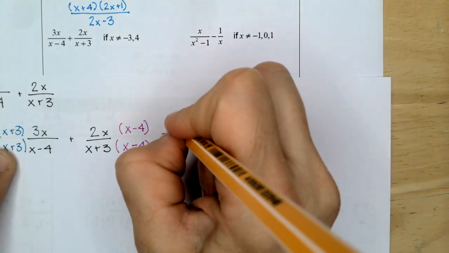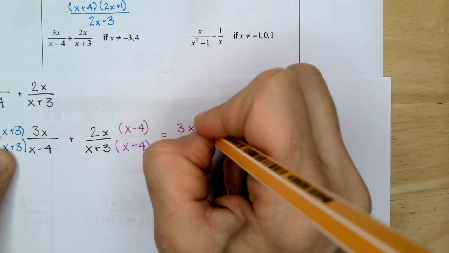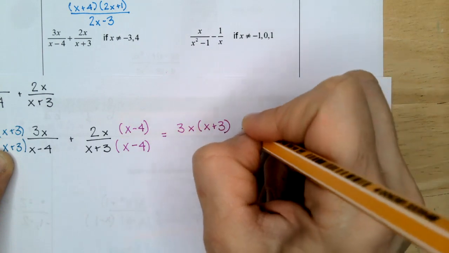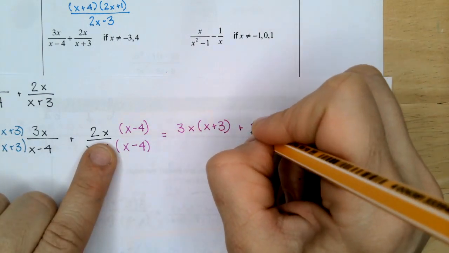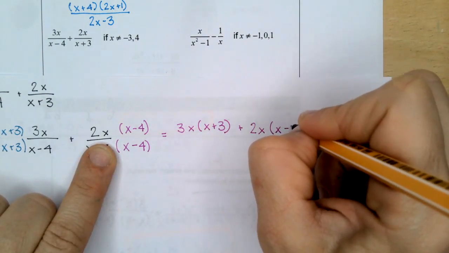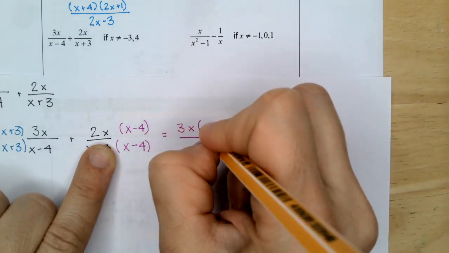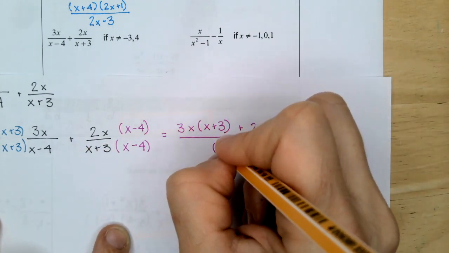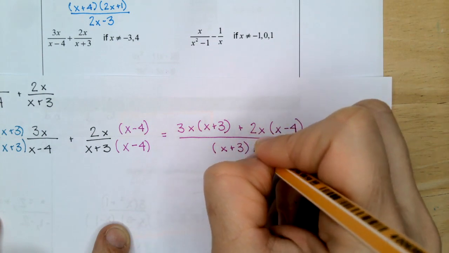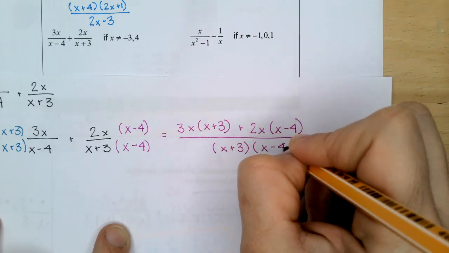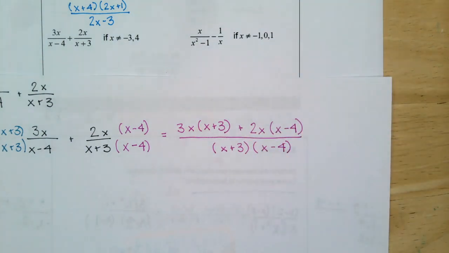Good. So now we have 3x times x minus 3 plus 2x times x minus 4. And on the bottom, what it's done is said that we have x minus 3 times x minus 4 as our common denominator. Okay?